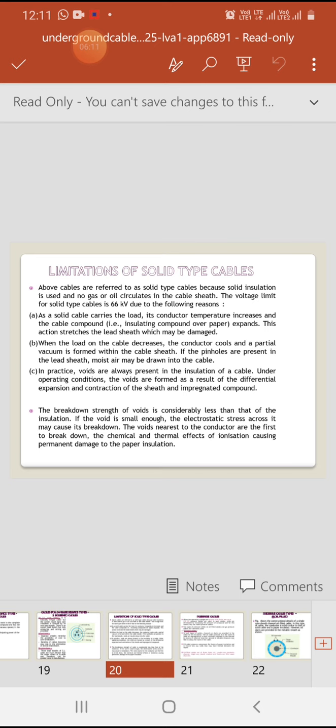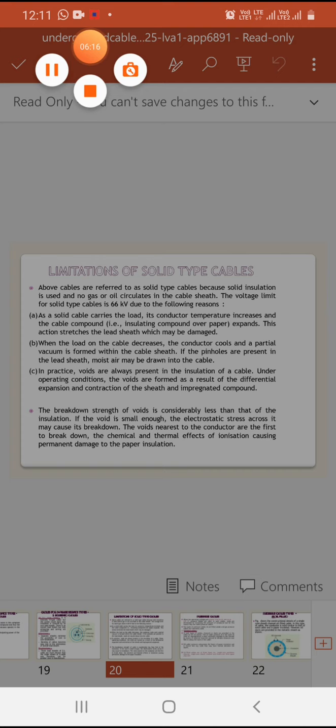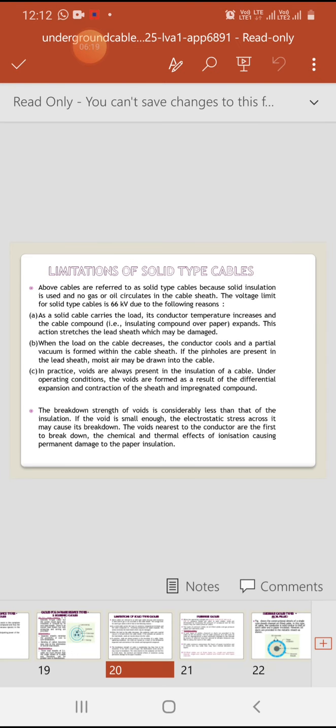Then the next limitation is that voids are always present in the insulation of the cable. Though, due to our modern techniques of manufacturing, we have void free cables, under operating conditions the voids are formed as a result of the differential expansion and contraction of the sheaths and impregnated compound. Therefore, the breakdown strength of voids is considerably less than that of the insulation.